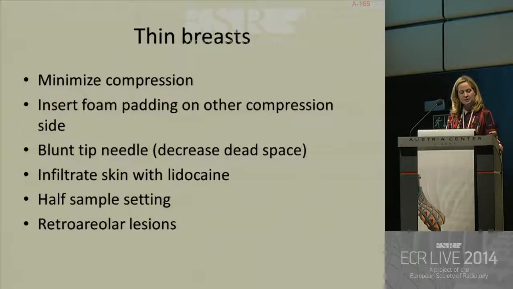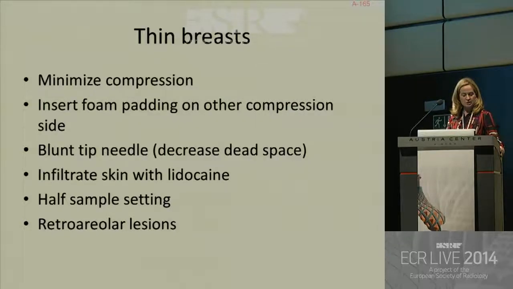With thin breasts, you can minimize compression. You can insert a foam pad on the other side of the breast. You can use a blunt needle tip, which will decrease your dead space and reduce the risk of penetrating the contralateral skin. You can infiltrate the contralateral skin with lidocaine. This will give you a couple of extra millimeters of depth, and also anaesthetise the skin if you do penetrate it. And you can use a half sample setting. Instead of a 2 centimetre biopsy sample chamber, you can use a 1 centimetre.